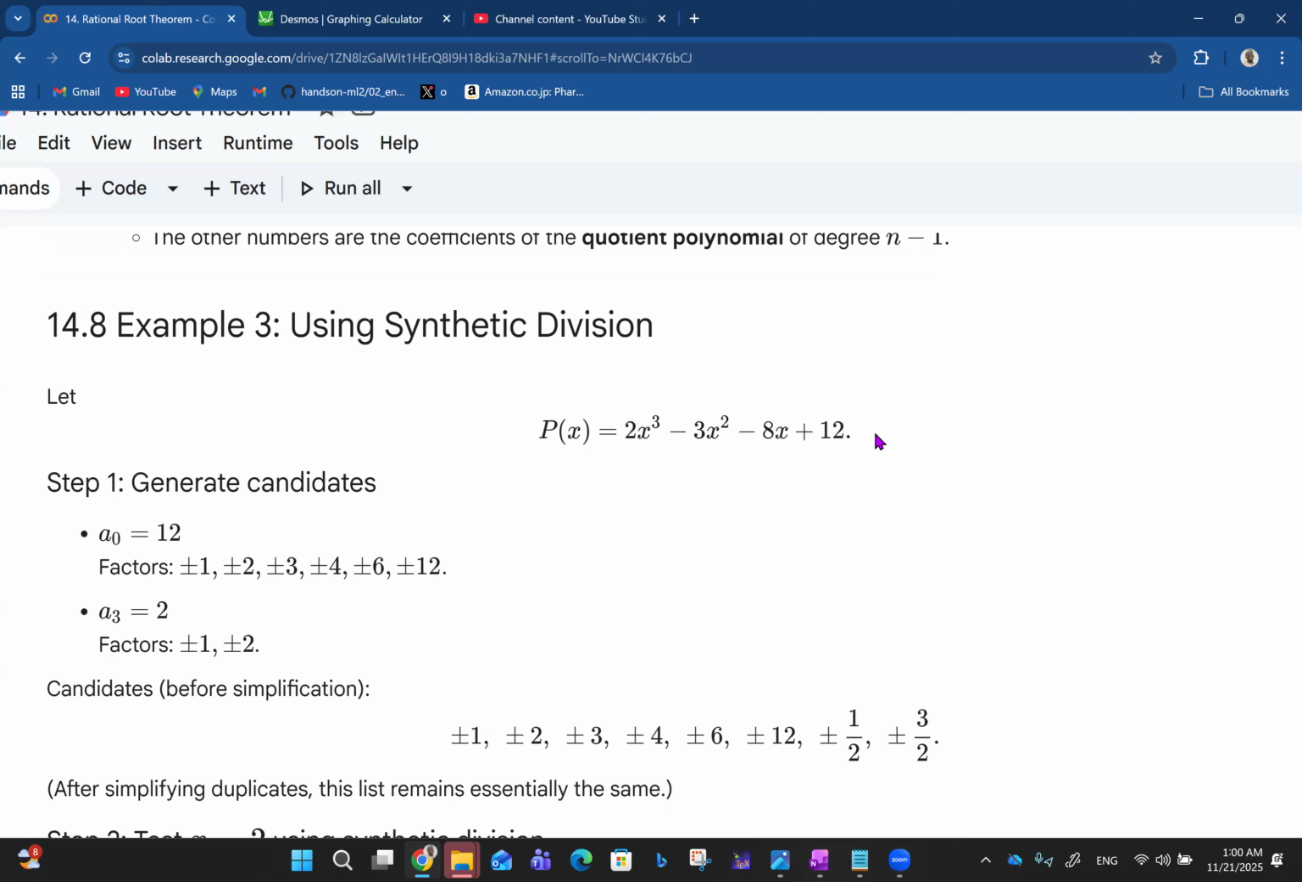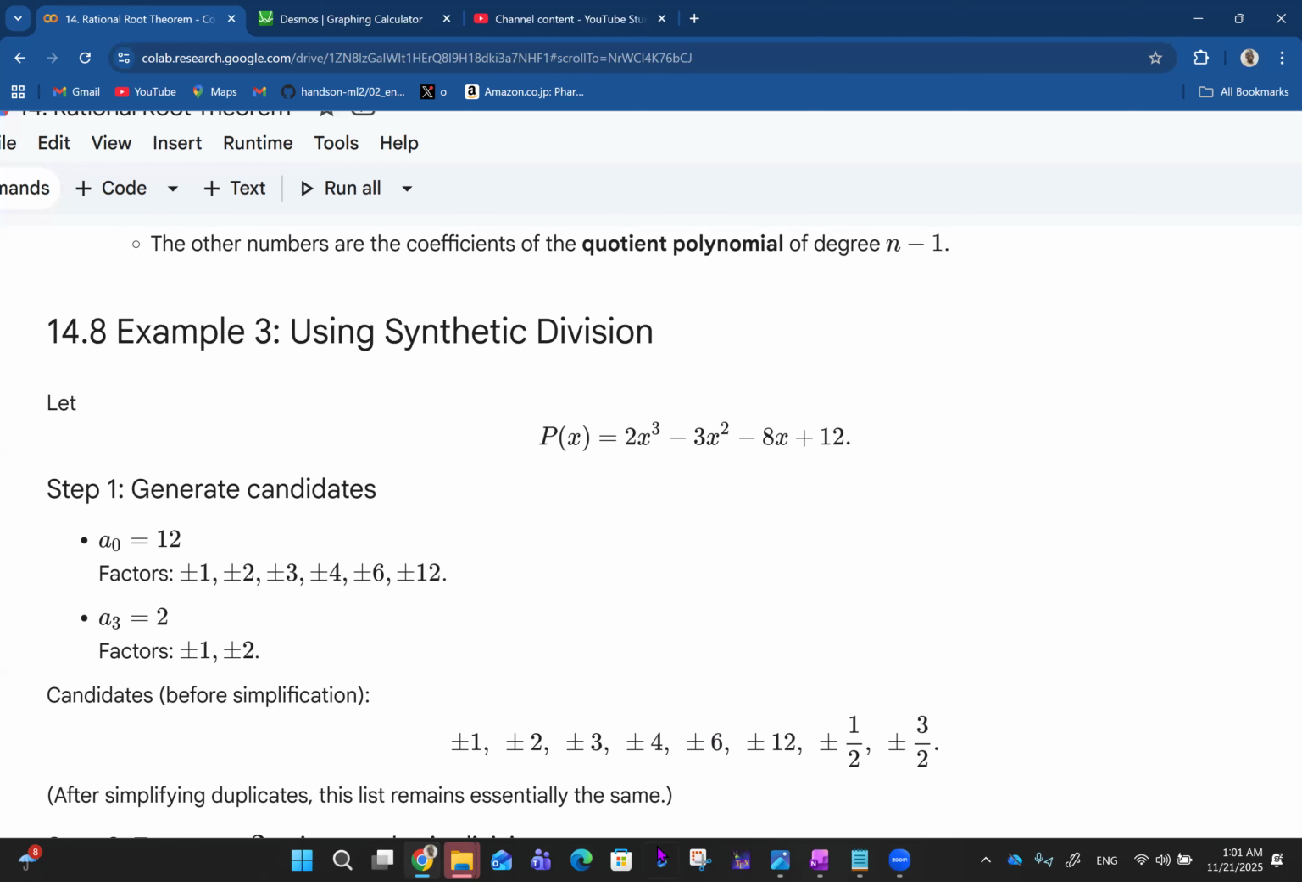So from 12, you have 1 over 1, you have 1 over 2. Then next you have 2 over 1, that's 2. 2 over 2, that's still 1. Then you have 3 over 1, then 3 over 2. Then 4 over 1, you have 4. 4 over 2, you have 2. You have 6 over 1, and you have 6 over 2, which coincides with this 3. Then you have 12 over 1, and 12 over 2, which is plus or minus 6. So those are the possible candidates.